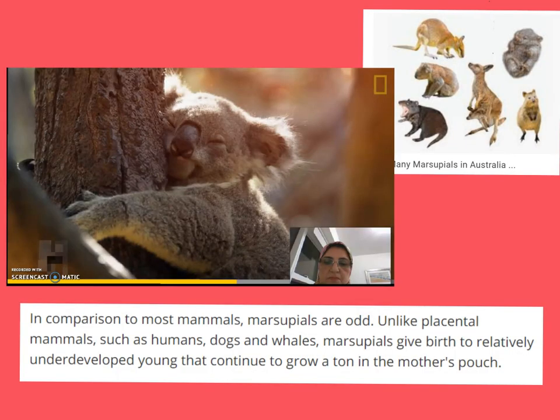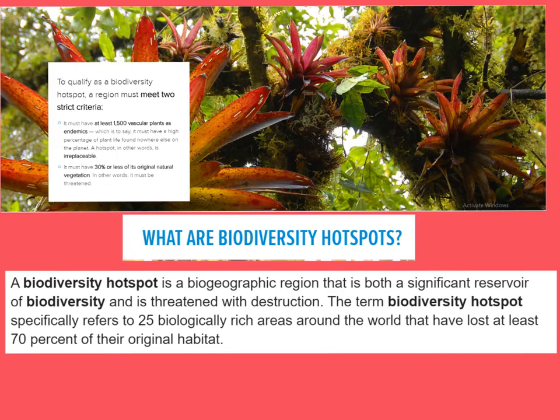In some areas of the world, you can see marsupial animals are endemic. What are marsupial animals? Unlike other placental mammals, such as humans, dogs, and whales, marsupials give birth to undeveloped or underdeveloped young that continue to grow in a pouch on the mother's body. Let's watch this video to learn more about what biodiversity hotspots are.